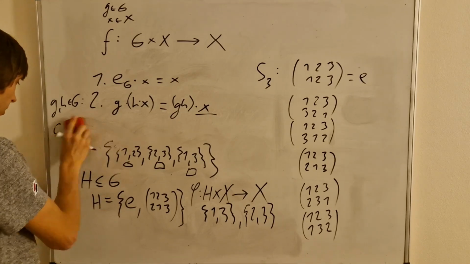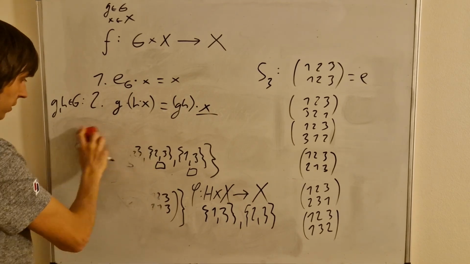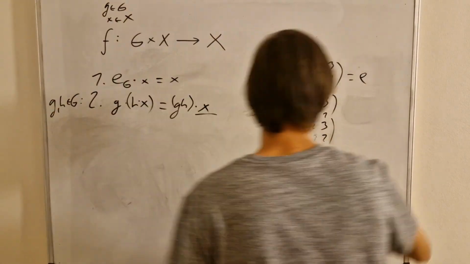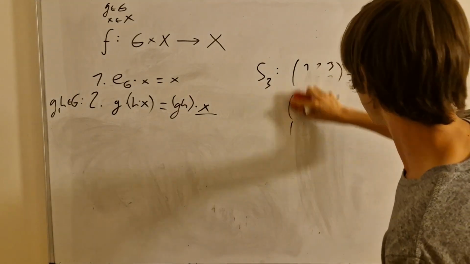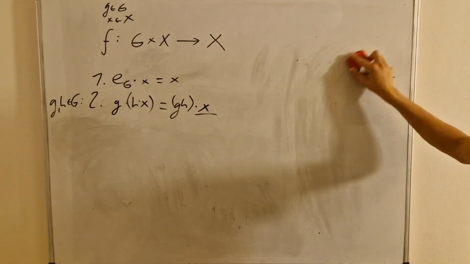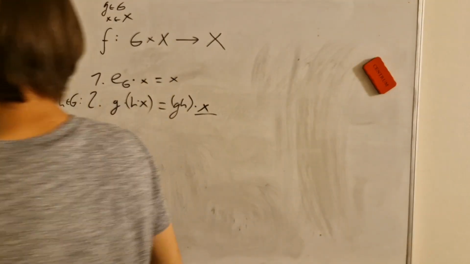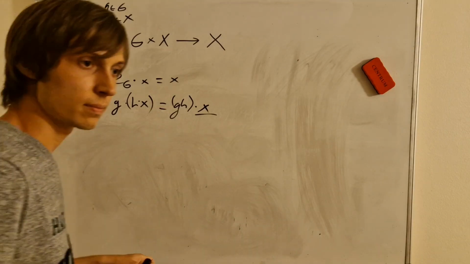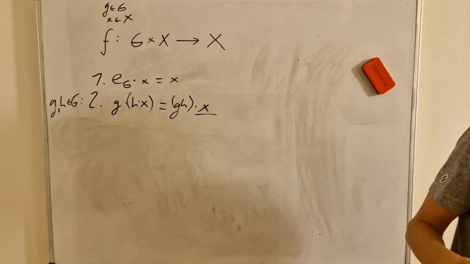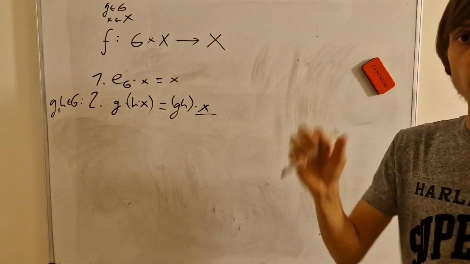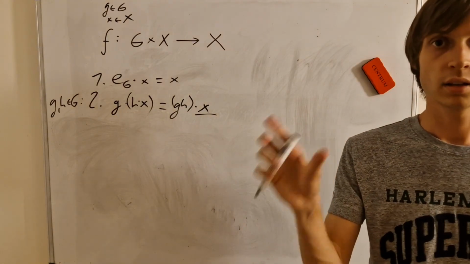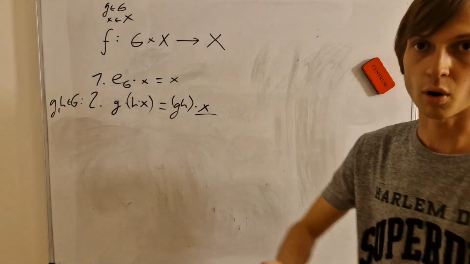And before we wrap up this video, I'm going to say what it is and how it is called. It's called orbits. So when we let everything from the acting group act on the set, we see that the results will separate the set into disjoint subsets. Sometimes there will be just one subset, the whole set X.